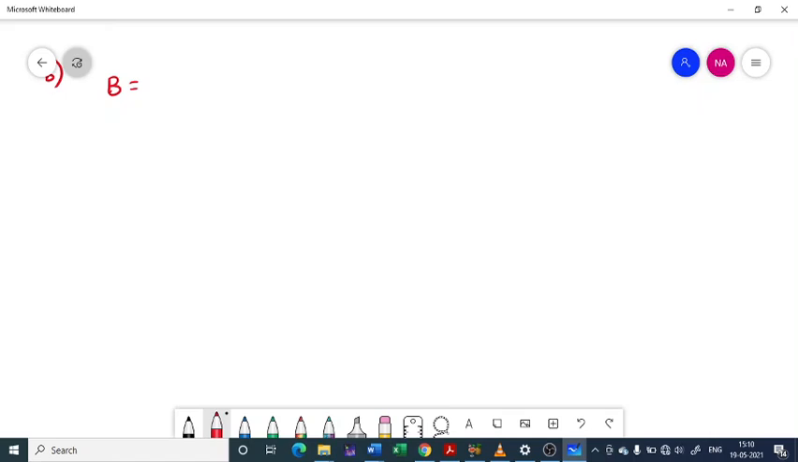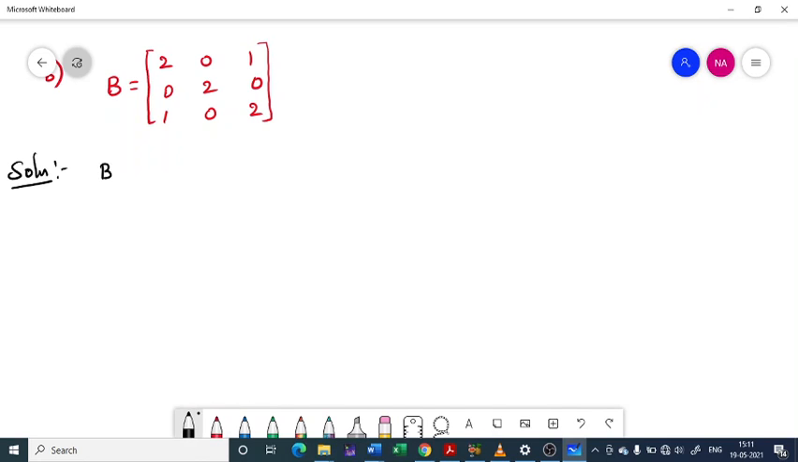2 0 1, 0 2 0, 1 0 2. Okay, this is the matrix. Earlier we had a simple matrix of order 2 cross 2, so the solution was easy, but we need to spend much more time on this one. So here, the solution.